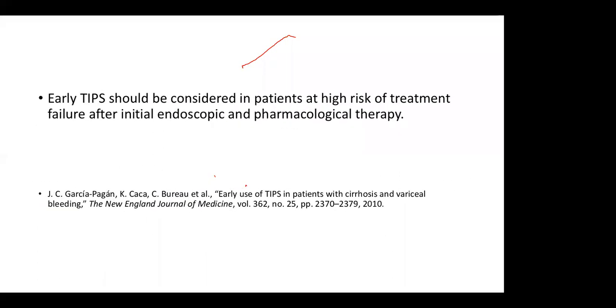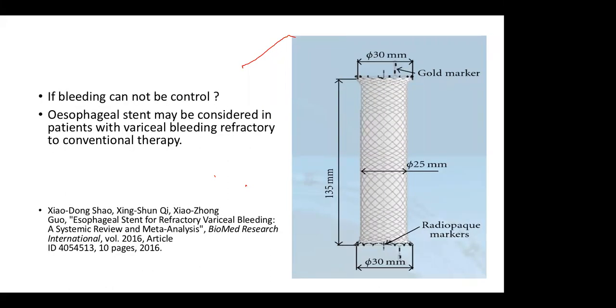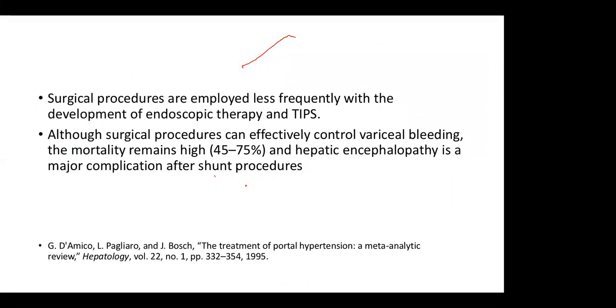And early TIPS should be considered in a patient at a high risk of treatment failure after initial endoscopic and pharmacological therapy. And if bleeding cannot be controlled, there is what we call an expandable covered esophageal stent, which may be considered in patients with variceal bleeding refractory to conventional therapy. But surgical procedures are employed less frequently with the development of endoscopic therapy and TIPS.